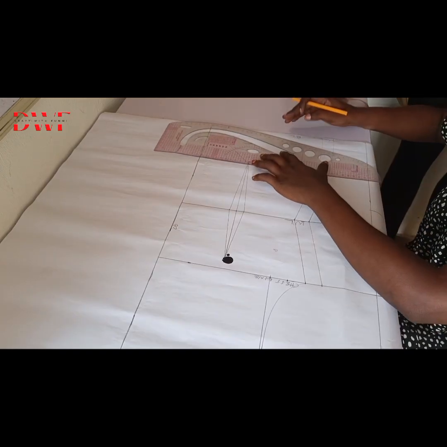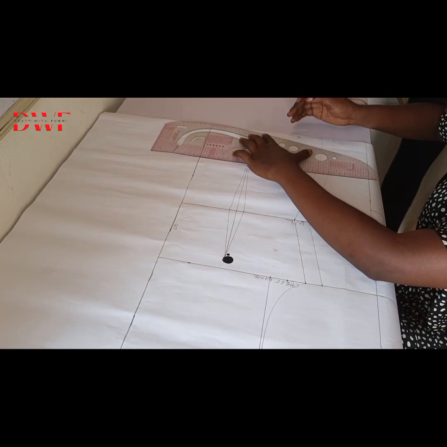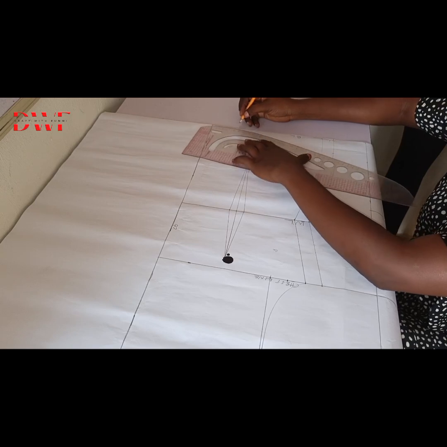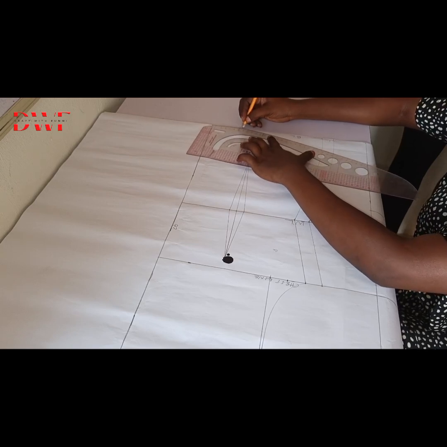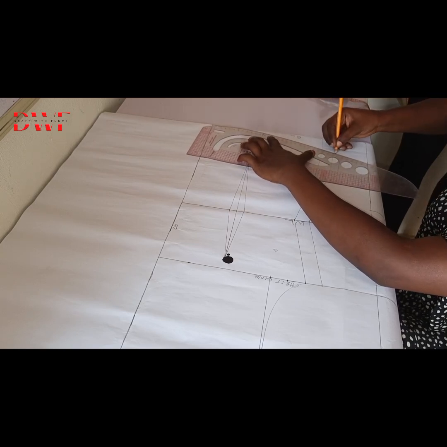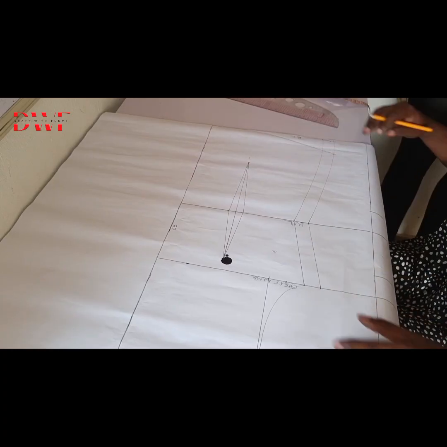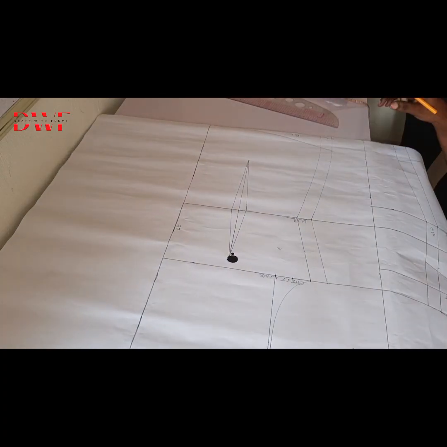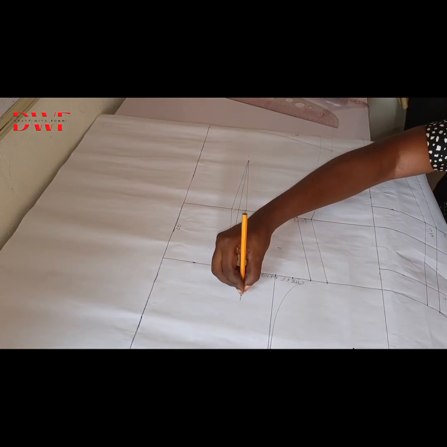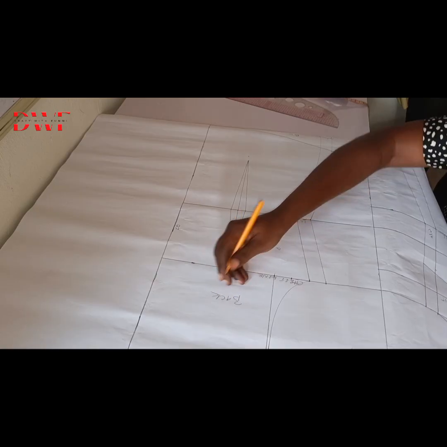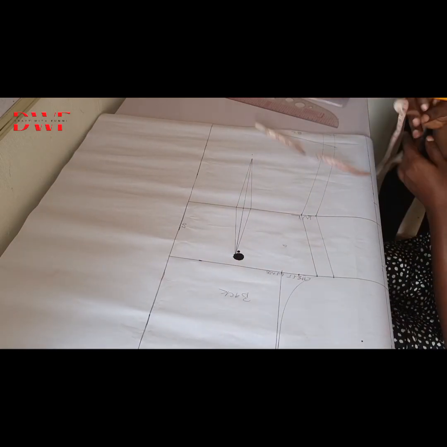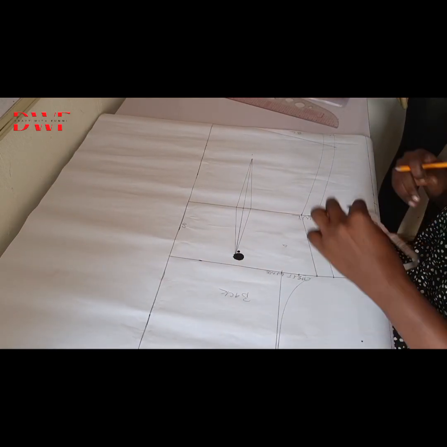So after doing this, we have our back pattern. So the little tweak we need to do here is go to the M line, mark 1.5 inch and connect the way you did to the front. And after connecting this together, we'll go over and do our little tweak that I said, which is going to be happening on the waist line.